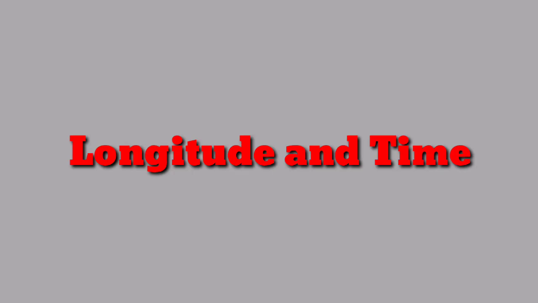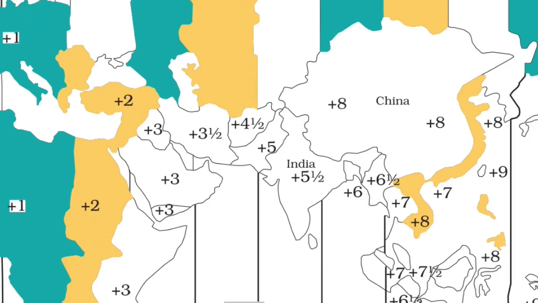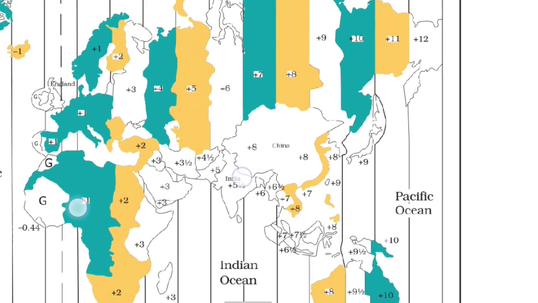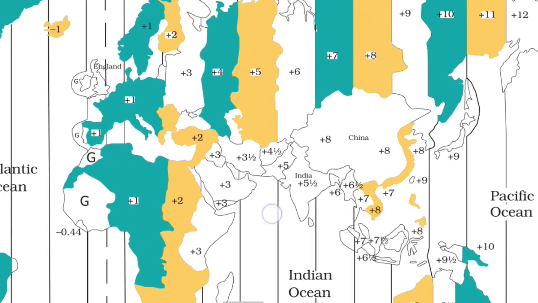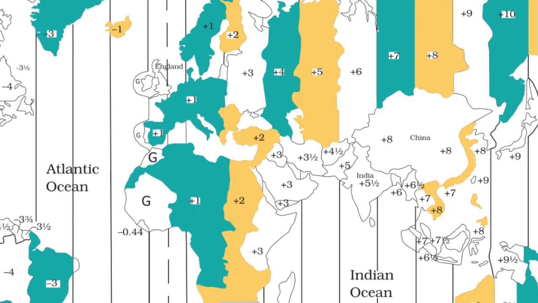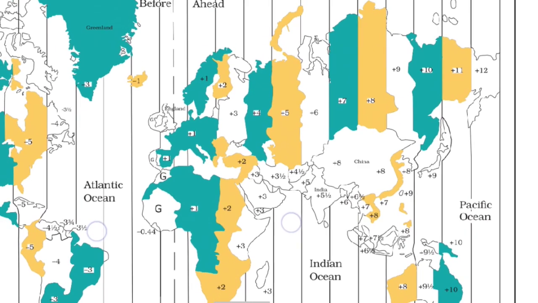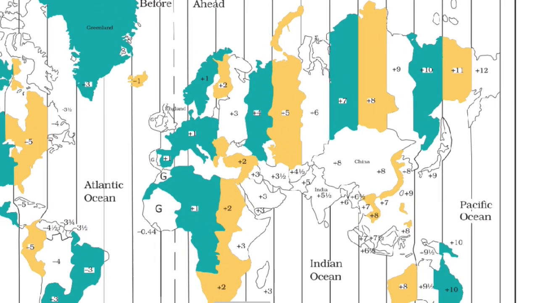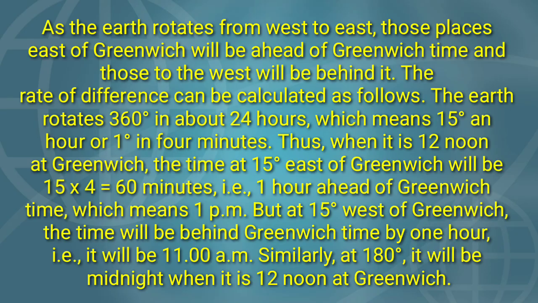Longitude and time. The best means of measuring time is by the movement of the earth, the moon and the planets. The sun regularly rises and sets every day, and naturally it is the best timekeeper throughout the world. As the earth rotates from west to east, those places east of Greenwich will be ahead of Greenwich time and those to the west will be behind it. The rate of difference can be calculated as follows.